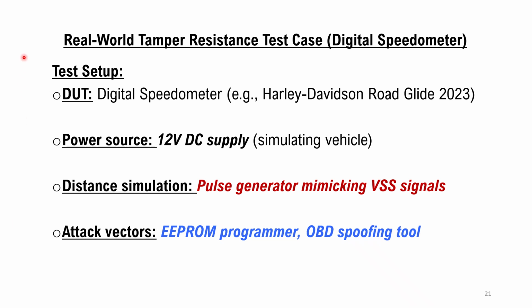Now coming to a tamper resistance test case. Here, a digital speedometer. Test setup, for example: the type and brand of digital speedometer, power source a 12-volt DC supply, distance simulation with a pulse generator mimicking VSS signals, attack vectors such as an EEPROM programmer and an OBD spoofing tool.